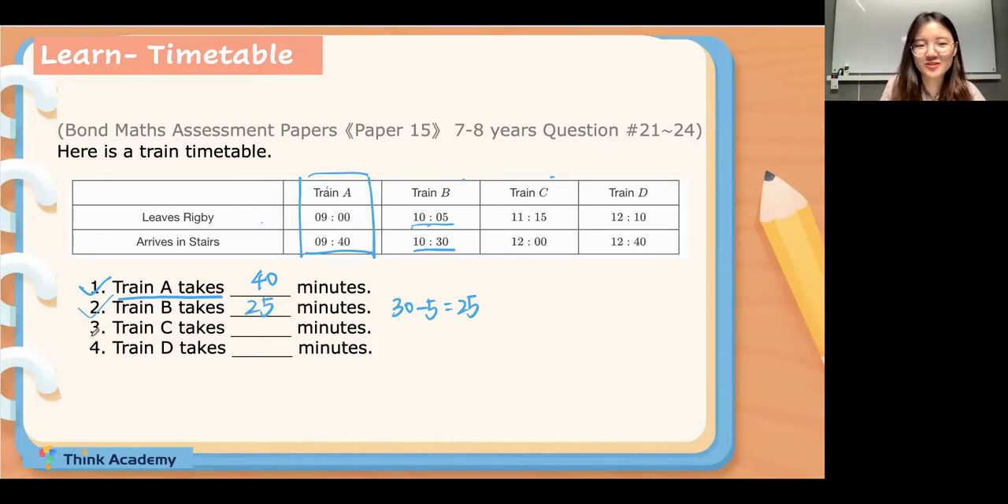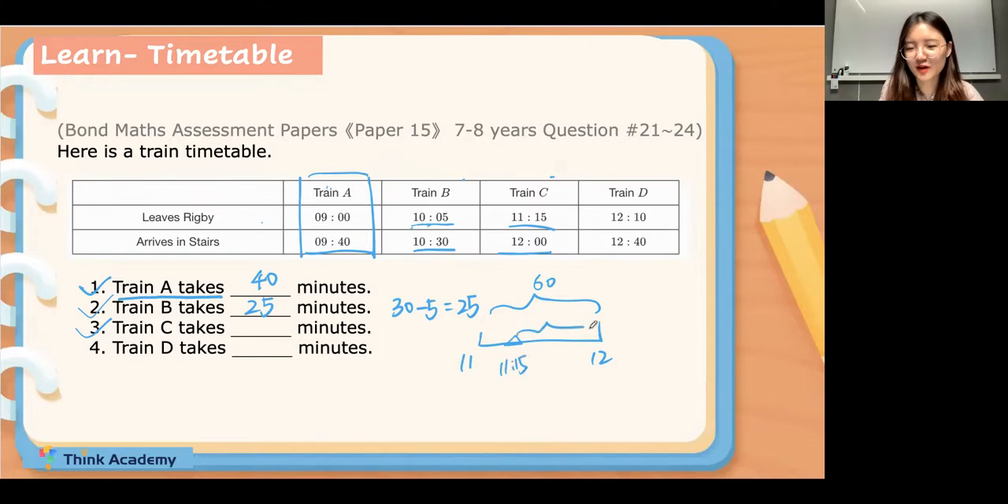Okay, and for train C, how many minutes? Is it hard? For train C, how many minutes? So between 11:15 and 12 o'clock, let's see. Between 11 and 12, there will be 60 minutes, right? And for 11:15, this part will be 60 minus 15, it will be 45 minutes, right? 45 minutes. Okay, very well done. Then for question 4, train D, how many minutes, everyone? Can you type in the chat box?